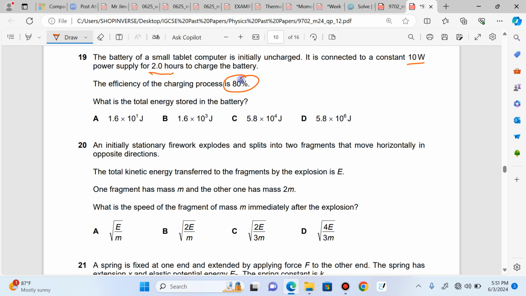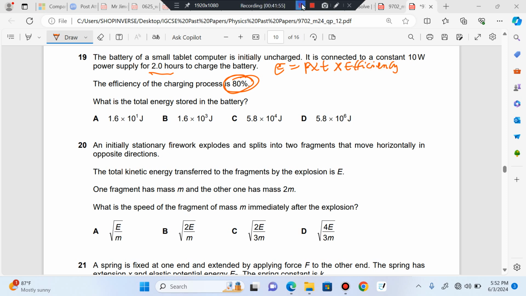What's the formula for electrical energy? In fact, the general formula for energy is power multiplied by time. Now we have to factor in the efficiency of the charger. The efficiency of the charging process is 80%. Now bringing that into the situation, what will you do? So we multiply by the efficiency: power times time multiplied by efficiency.